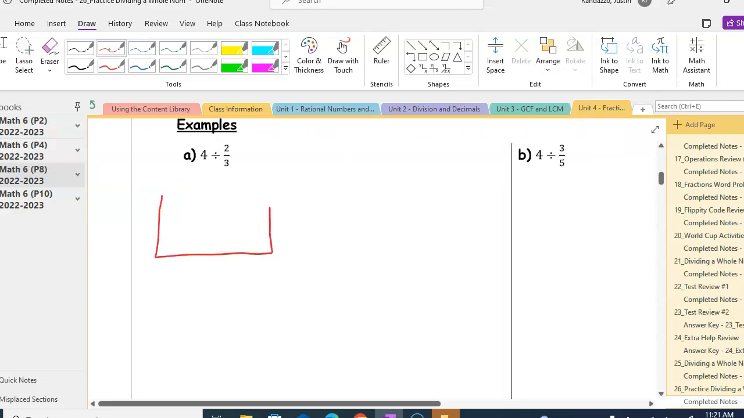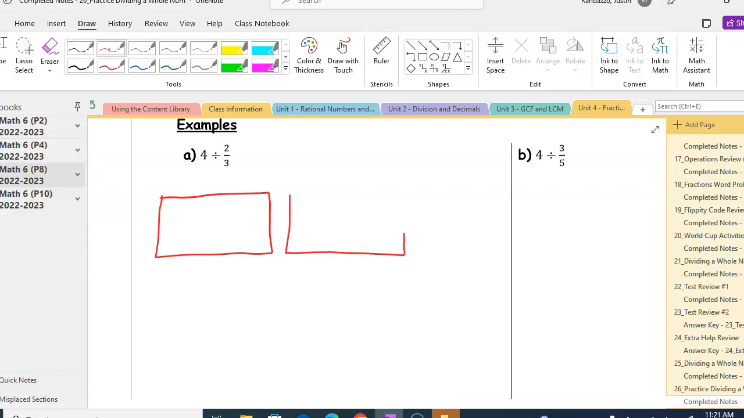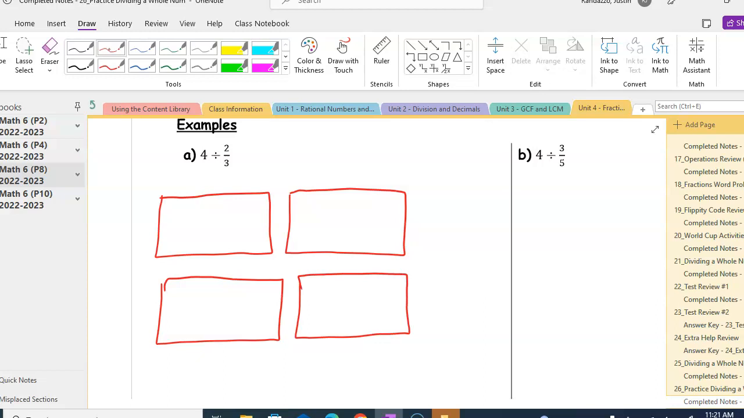As soon as we see that whole number of 4, we know to draw 4 rectangles. Again, they don't have to be perfect. Do your best to make them large enough so that you have space to work with. And since we're dividing it by 2/3, listen for that denominator again. Dividing it by 2/3 means that we need to cut those whole models into thirds. So 3 equal parts for each. And once you have them cut into thirds, we're trying to make groups of 2/3. Since we're dividing by 2/3, it's really saying how many groups of 2/3 are in 4.